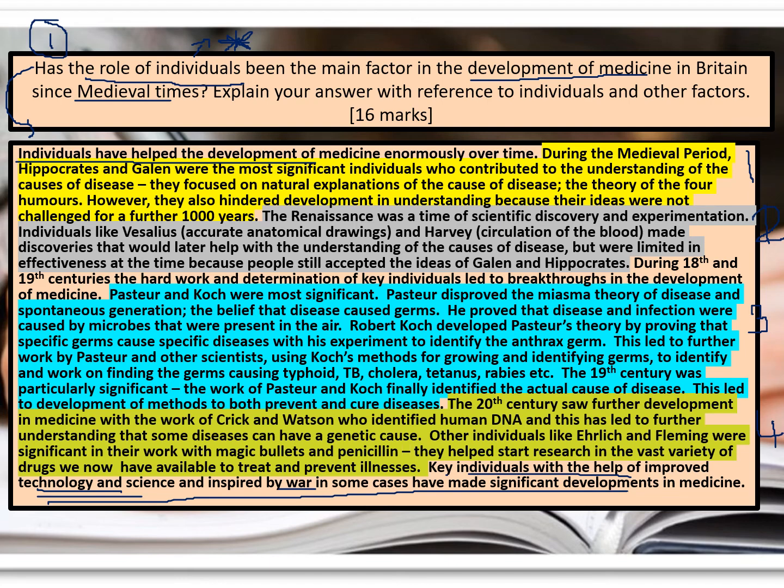We need to remember that for your mock, you are going to be writing about public health. So you are going to have to write about individuals, communication and government over time. Now it's really important, even though we've given you an example paragraph on individuals here, we don't just go away and try and learn what's in this paragraph. Because this is for a general question on the development of medicine and not specifically on public health.